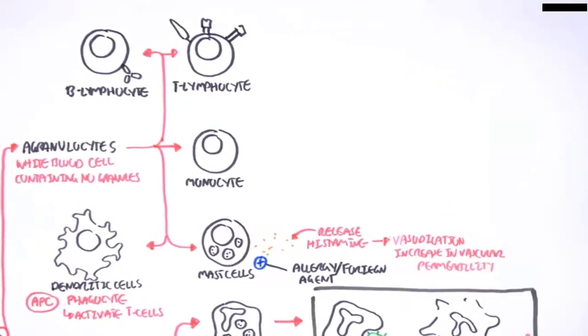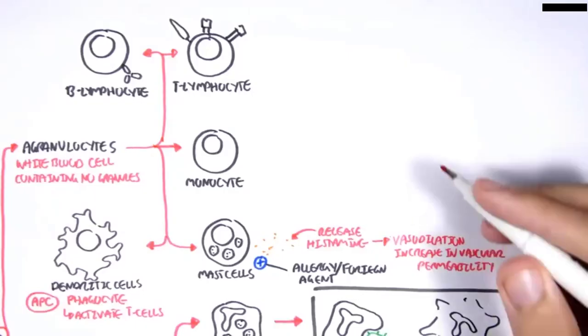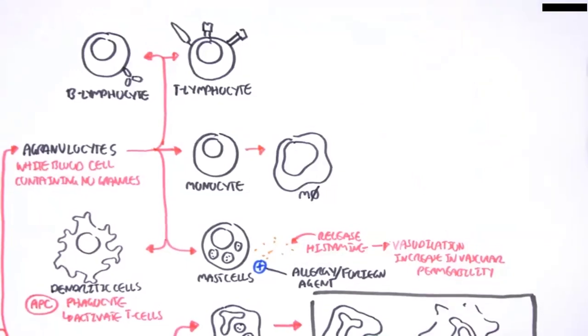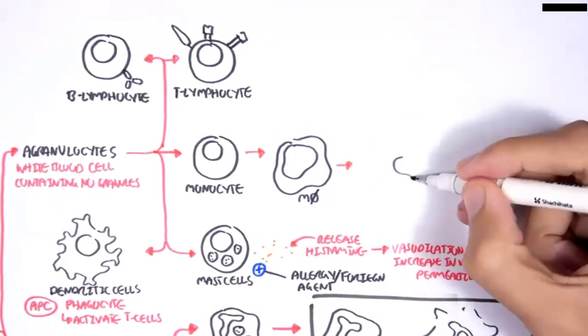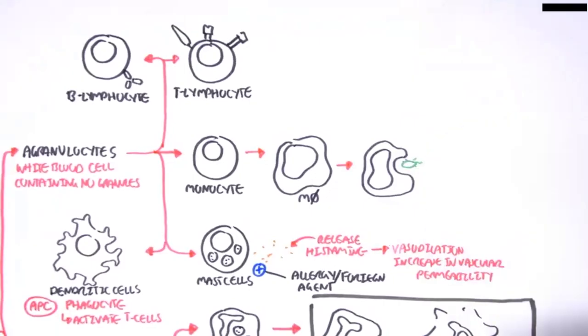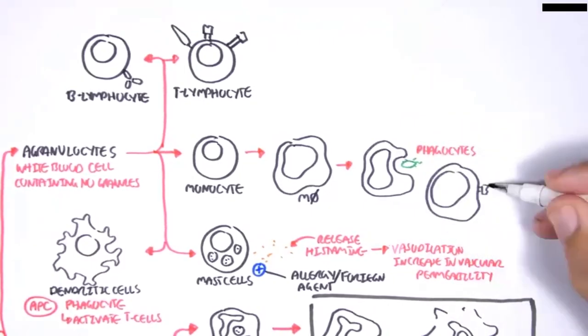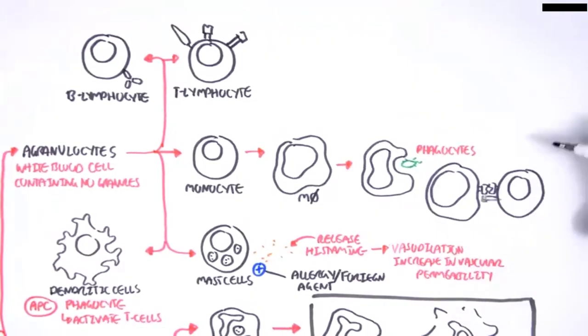Now we have monocytes. Monocytes circulate in blood, and they're phagocytes, so they eat up things. But when a monocyte migrates from the blood into the tissue, it becomes what's known as a macrophage. Macrophages have the function of phagocytes, and they're also antigen-presenting cells, so they activate T lymphocytes, just like a dendritic cell.